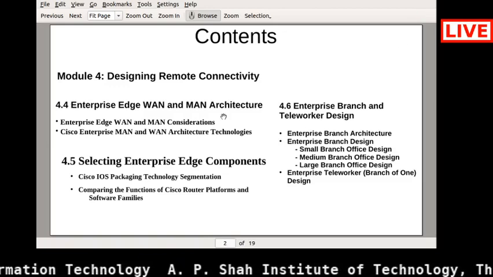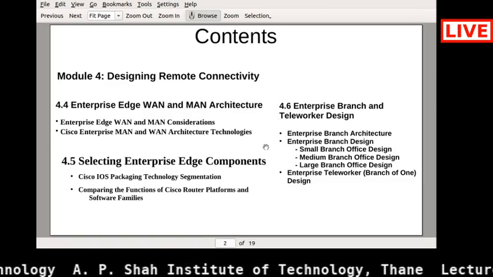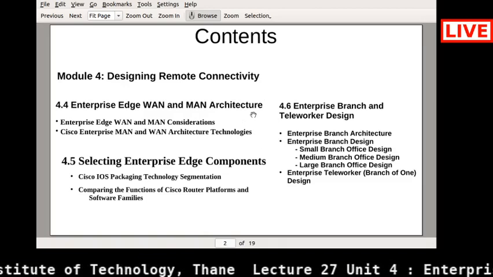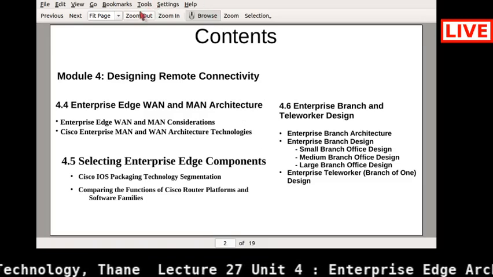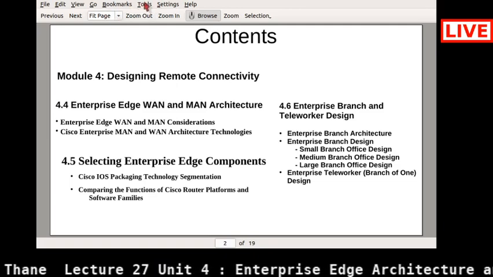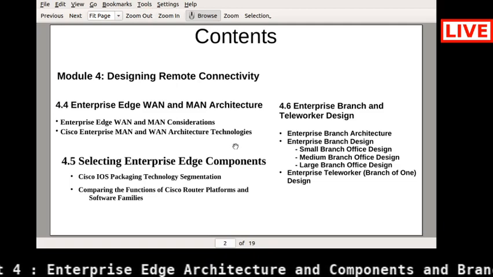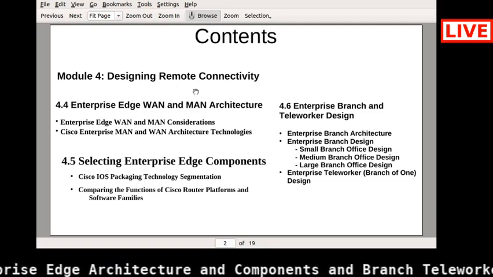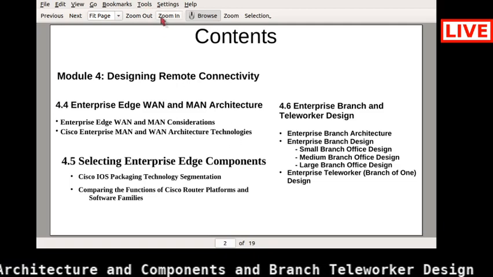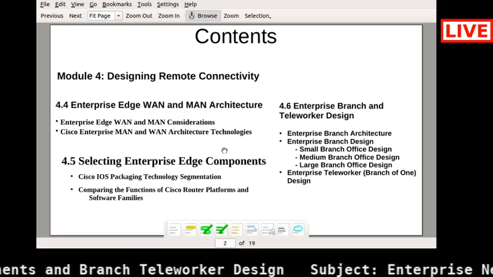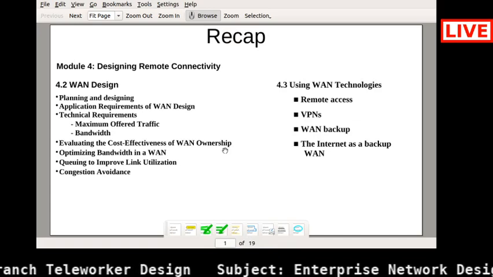Hello students. Today we will continue with our last session on designing the remote connectivity. In this we will see the WAN and MAN architecture, different edge components, and branch and teleworker design in today's session. But before that, we will see what we have covered in our last session.